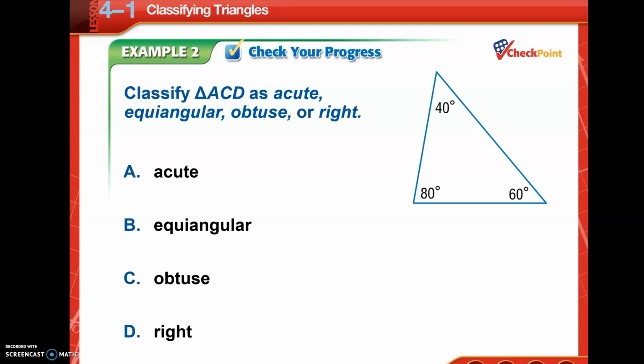All right, looking at this one, we do not have a right angle in there. We do not have an obtuse angle. They're not equal, so they are all less than 90, so this would be acute.